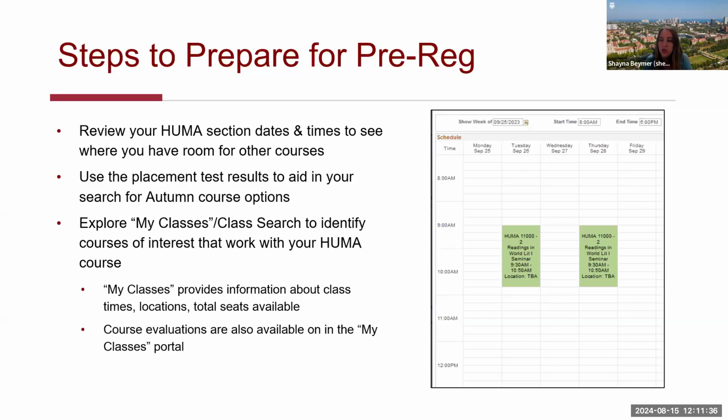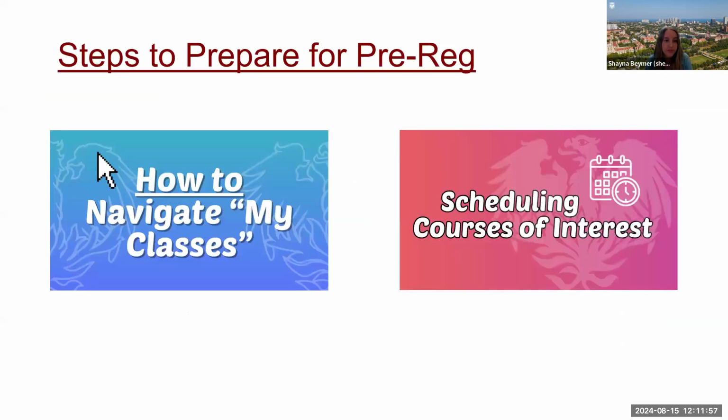You will then explore the course offerings by looking at the class search portal in My.UChicago, also known as My Classes. My Classes provides the detailed information about the courses being offered each quarter, so you can find the class times, locations, and the number of open seats for each course. You can also find a link to course evaluations, which has feedback from students that took the course in the past.